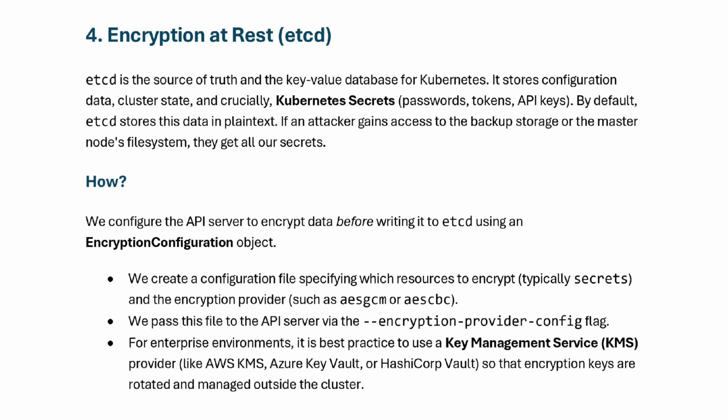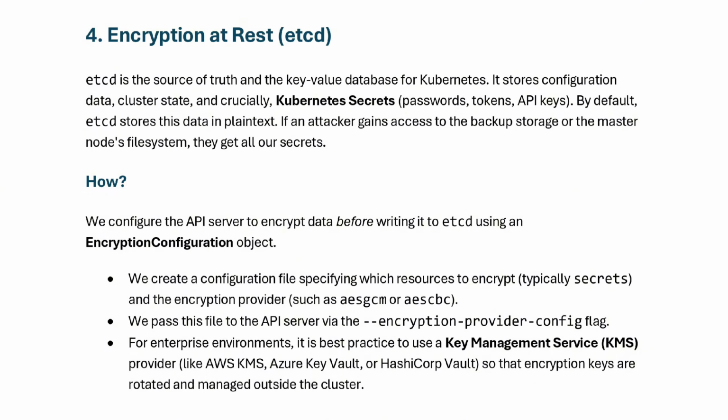Now the fourth is encryption at rest, that is etcd. etcd is the source of truth and the key-value database for Kubernetes. It stores configuration data, cluster state, and crucially Kubernetes secrets, that is passwords, tokens, API keys. By default, etcd stores this data in plain text. If an attacker gains access to the backup storage or the master node's file system, they get all our secrets.